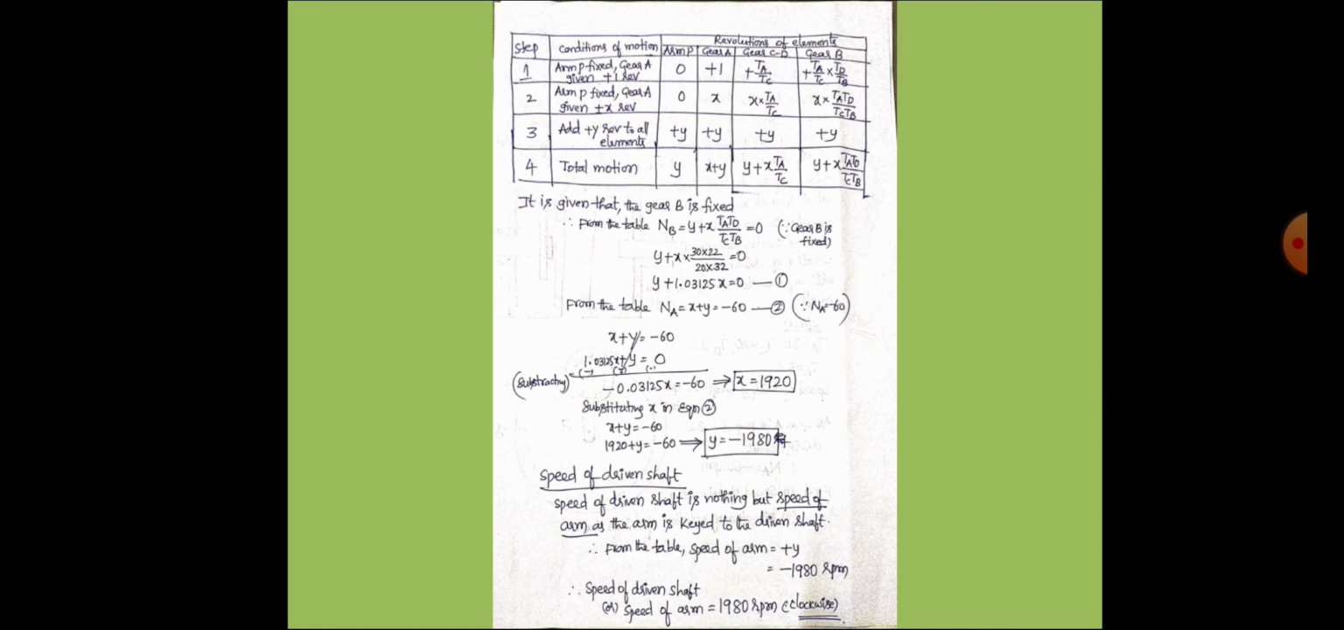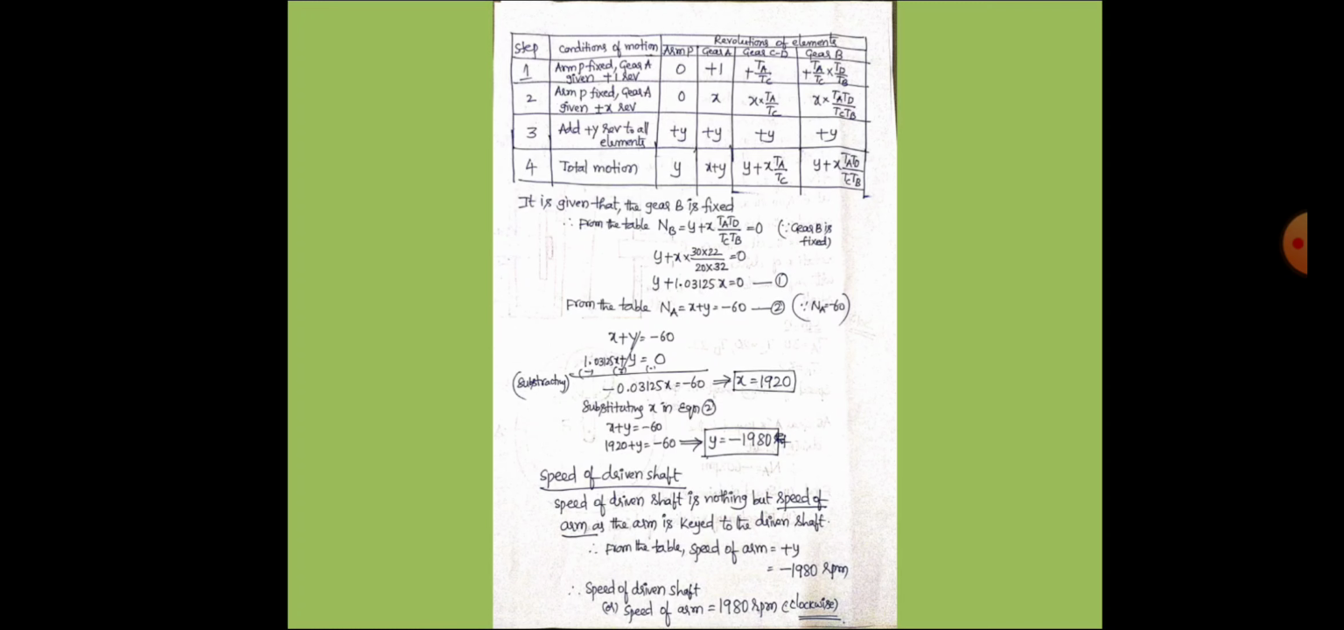X plus Y. I should add the second and third rows of each element. So X plus Y is X plus Y. Then Y plus X into TA by TC. Then Y plus X into TA TD by TC TB. So like that, the total motion of all the elements should be calculated by using the tabular method.